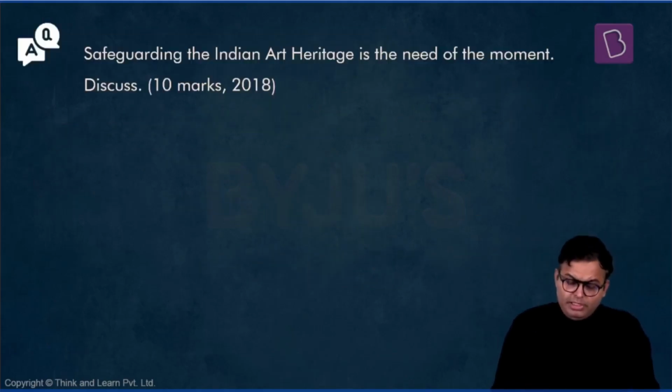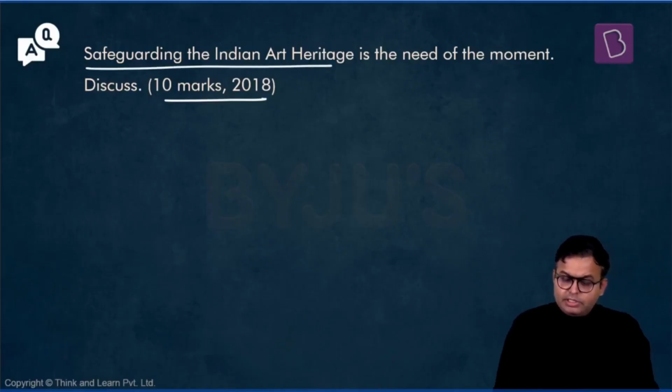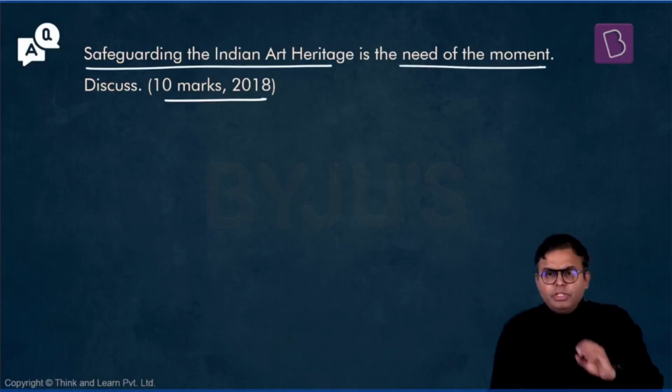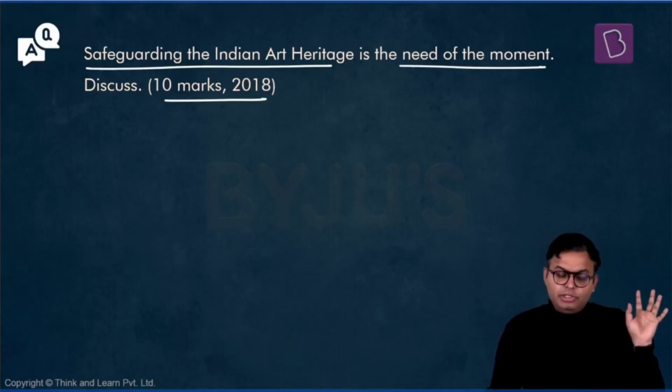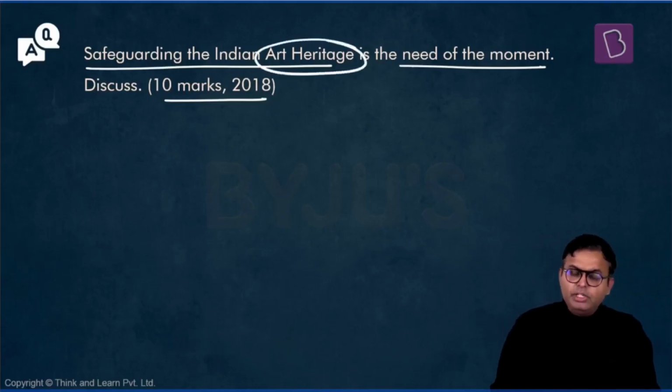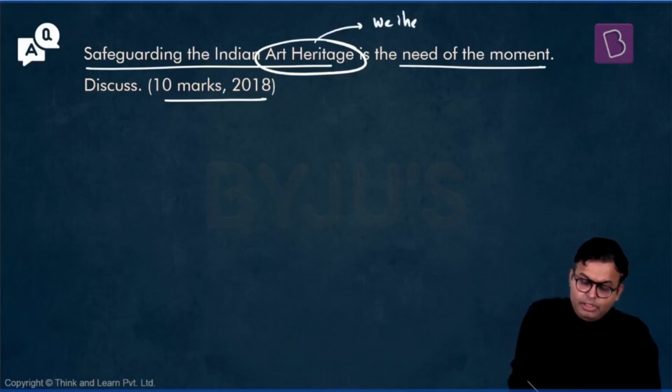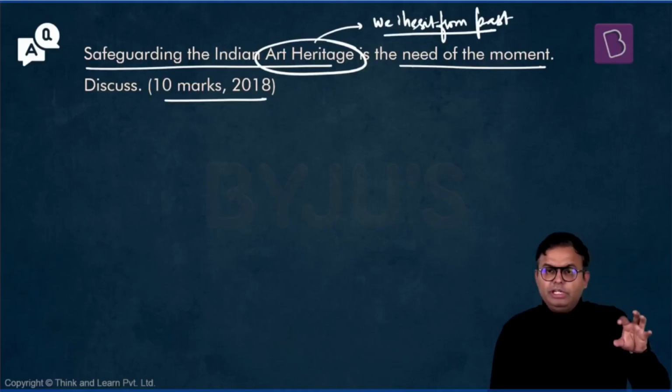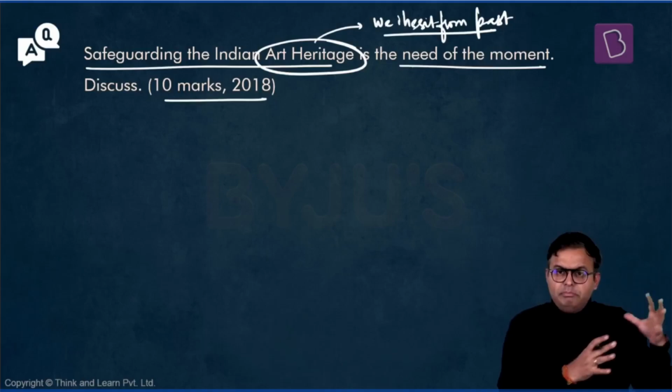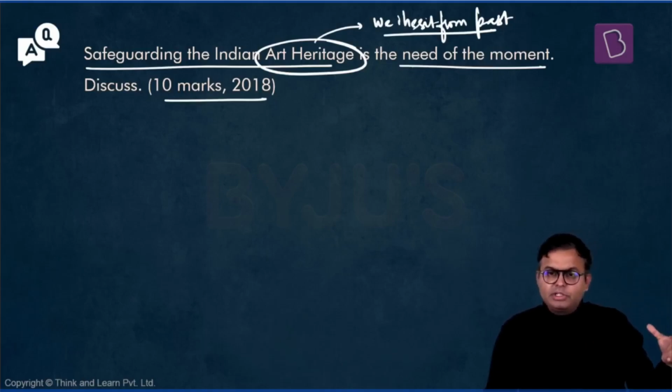Just see a question which was asked in 2018. Safeguarding the ancient Indian heritage is the need of the moment. Without knowing anything about ancient Indian heritage, let me just explain the meaning of heritage. Heritage is something that we inherit from the past. So when I talk here, we are not talking about individual heritage. We are talking about community-centric heritage, such as buildings, temples, architecture, sculpture, languages also.